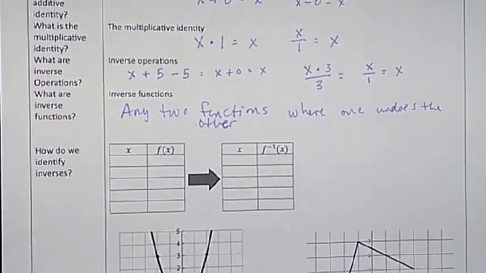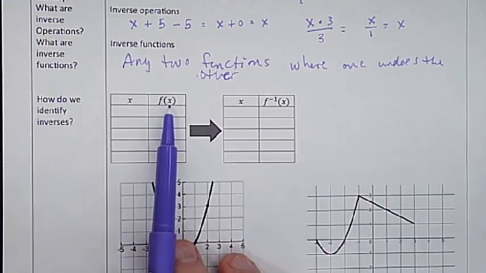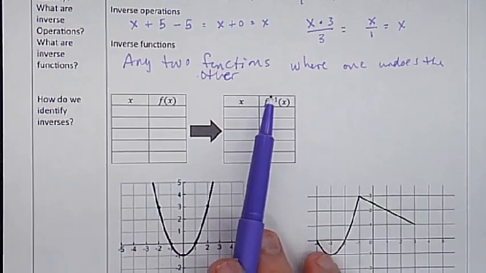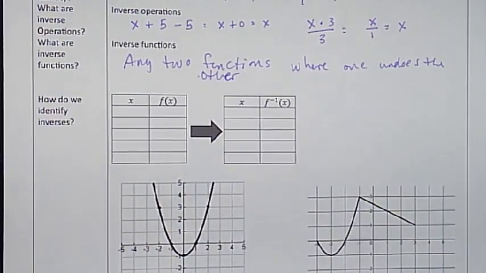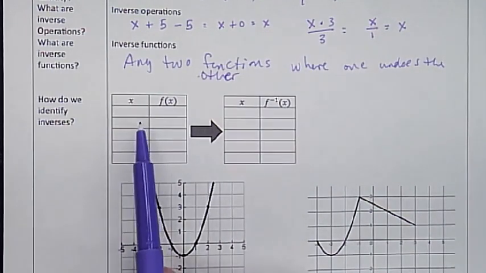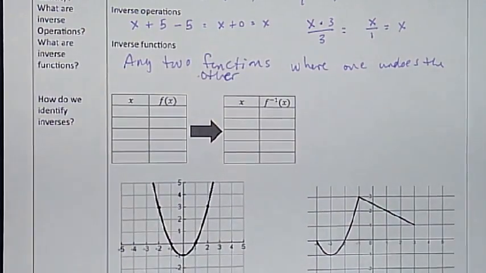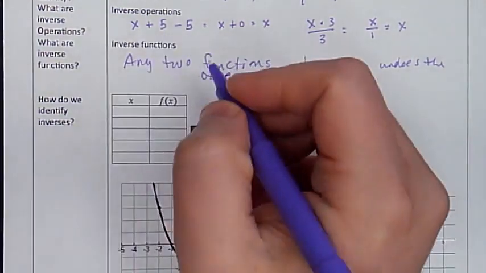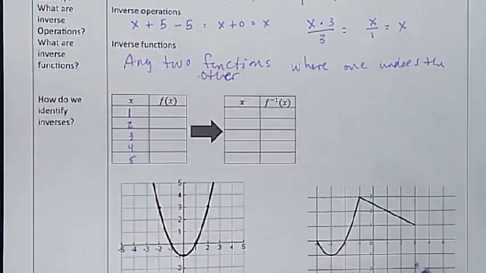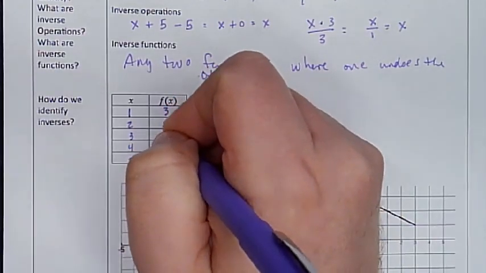So here we have two tables. You'll notice one says x, f of x, our original function, and then x, f inverse of x. Notice we use this f to the negative first to indicate inverse. And we're going to notice how these two tables compare to each other. So let's come up with a very simple function. So 1, 2, 3, 4, 5 is going to map to 3, 8, 1, 7, 2.